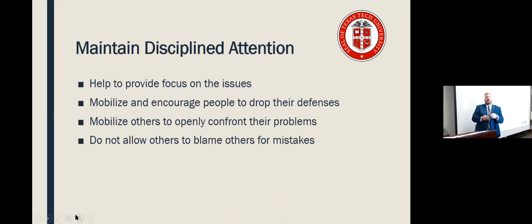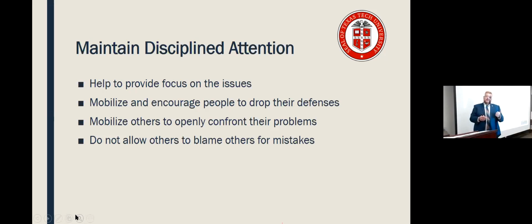Sometimes you may have people working on the project who don't want to see the change happen. And we have to help them see that this is for the greater good of our organization, the greater good of our community, even our country. And so if we're doing that, we have to help them drop their defenses and come up with ways that they can move forward while still making sure that their voice is heard.